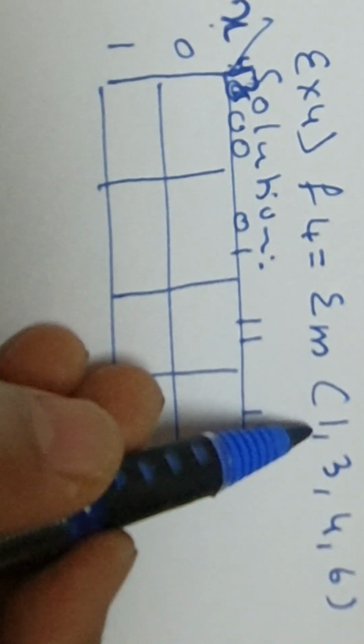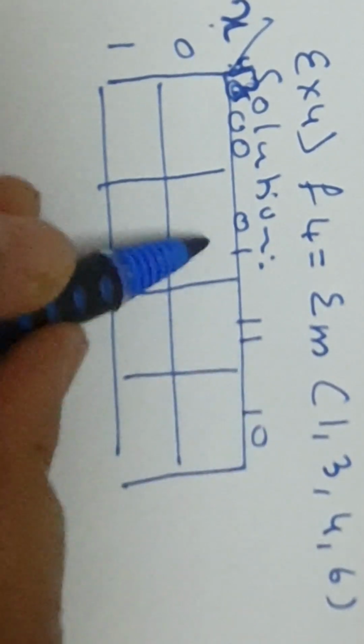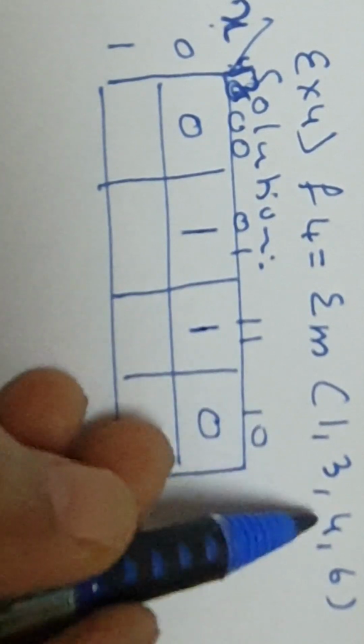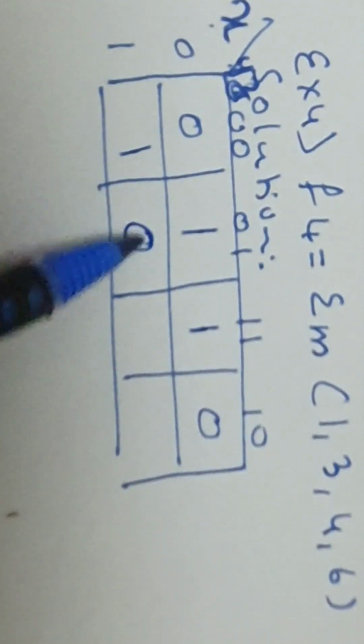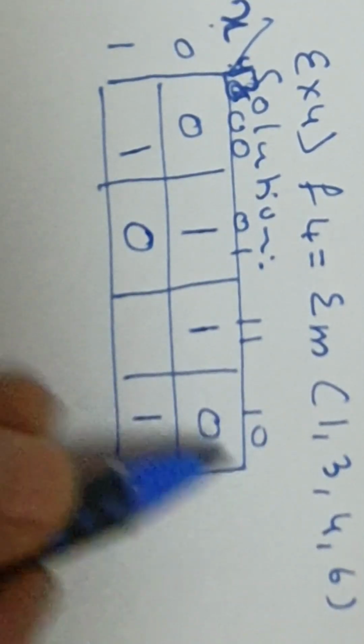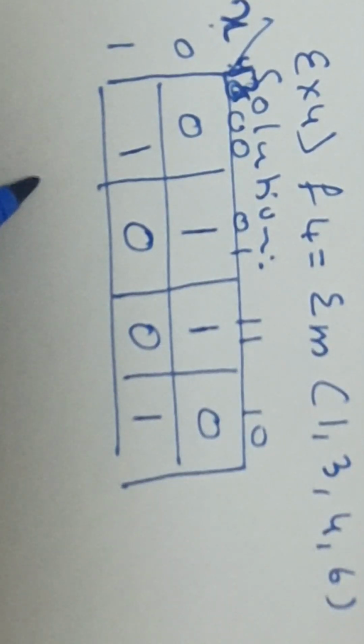Now we'll have to fill these minterms. M1 is present, means 1 here. 2 is not present, 0. 0 is also not present. 3 is present. 4 is present. 5 is not present. 6 is present. 7 is not present. K map is filled.